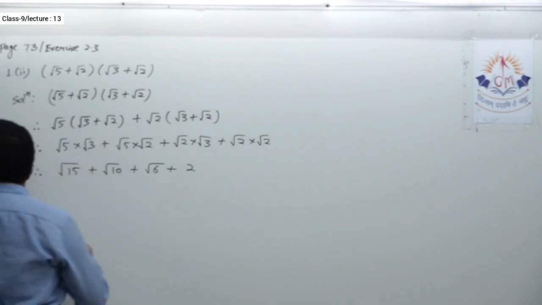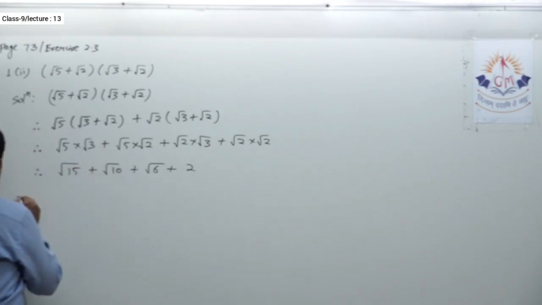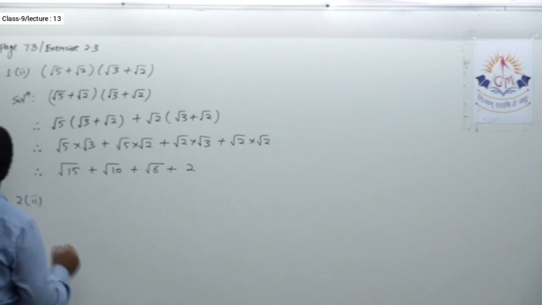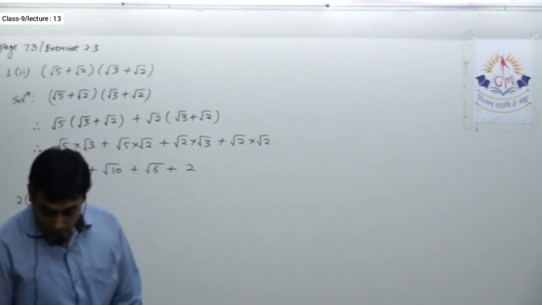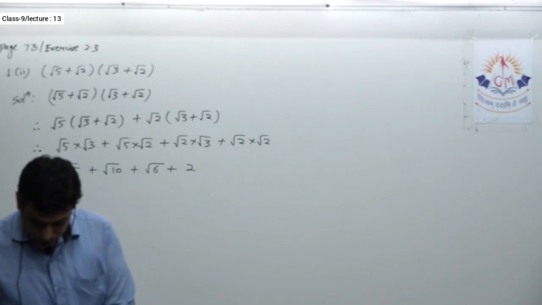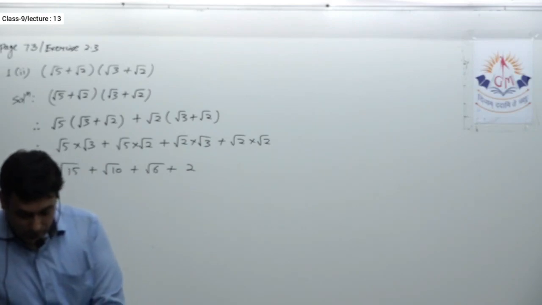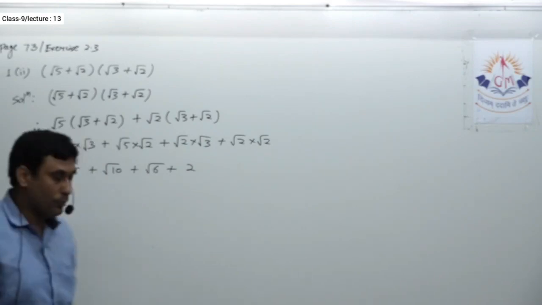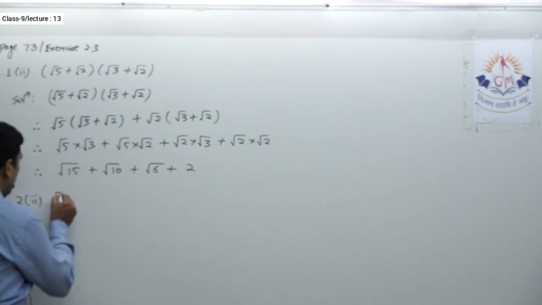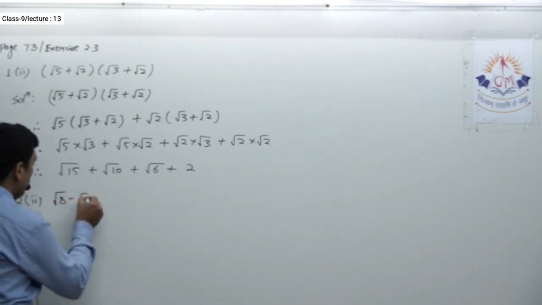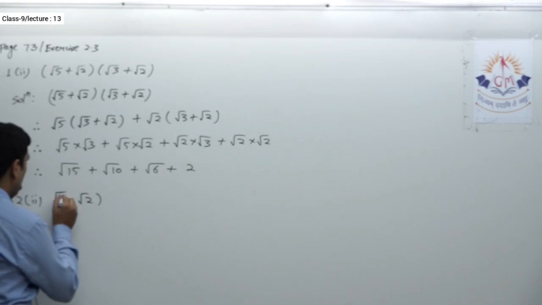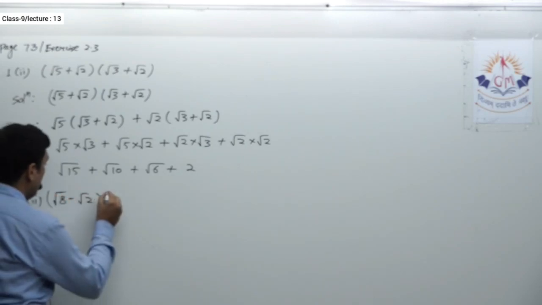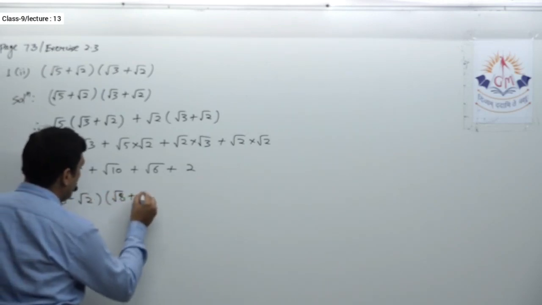Okay, so after this I'll take the second question from the second one. Root 8 minus root 2, then root 8 plus root 2.